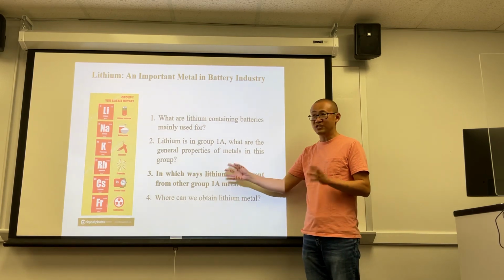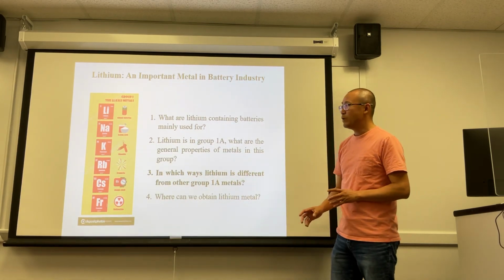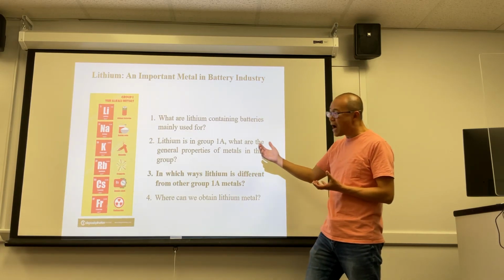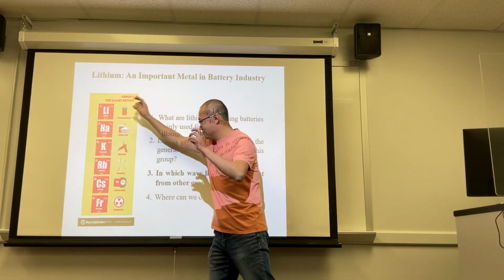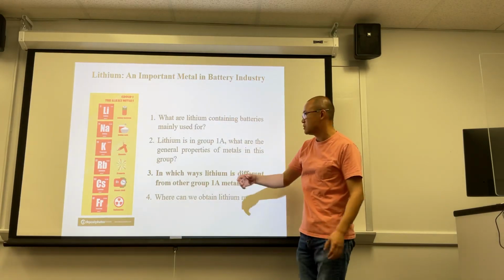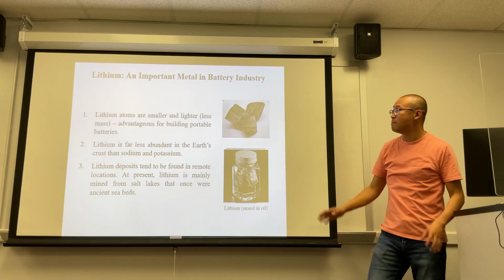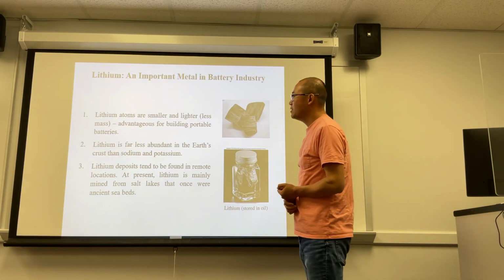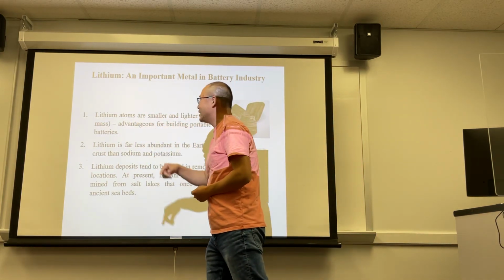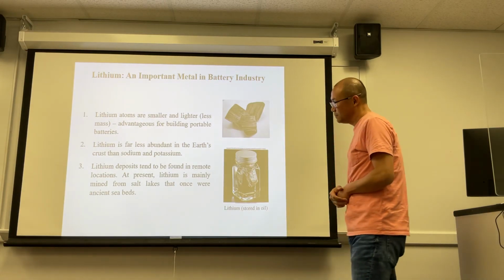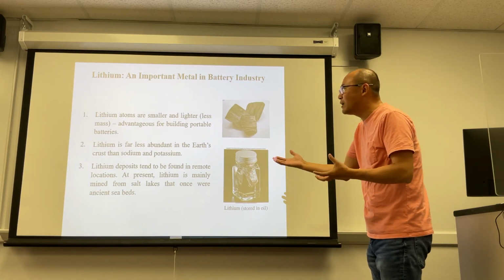Next question, which is even more important. We know lithium is very ideal for battery, but why does lithium outrun all the other group 1 metals in making batteries? One of the reasons, and the most important reason, is that lithium atoms are small and light. What does small and light tell you?